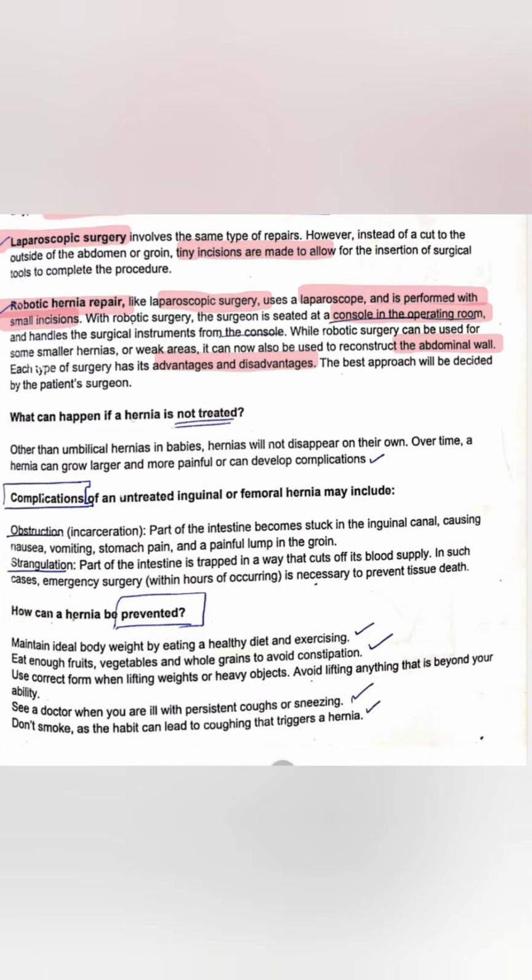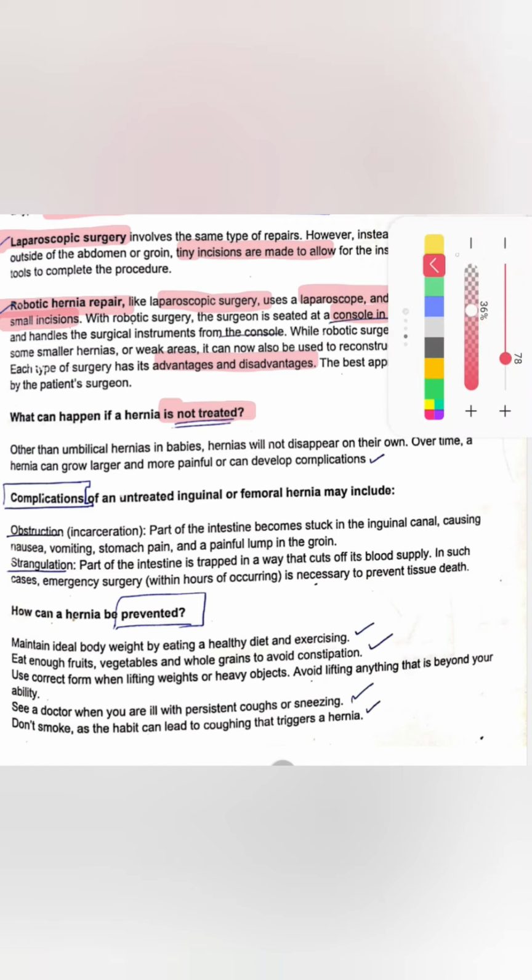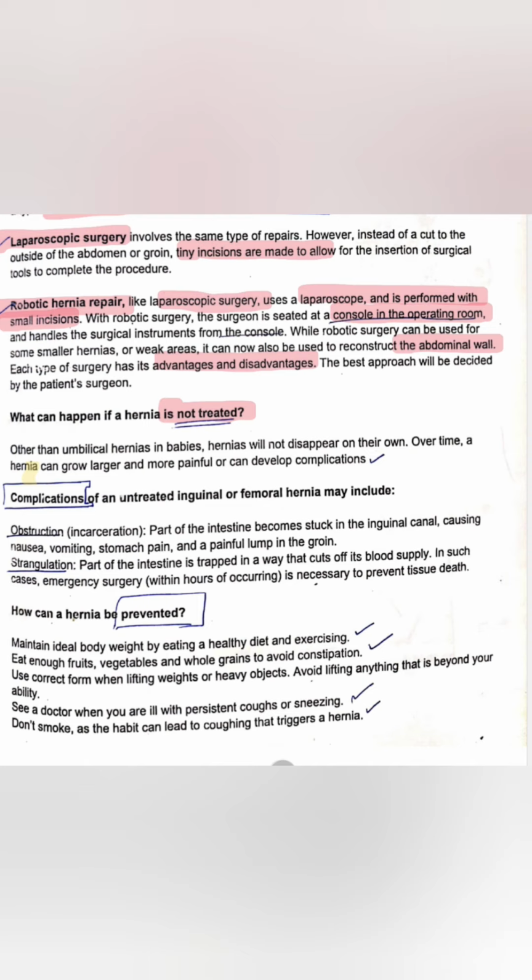What can happen if a hernia is not treated? Other than umbilical hernias in babies, hernias will not disappear on their own. Over time, a hernia can grow larger and more painful and can develop complications. The complications of an untreated inguinal or femoral hernia include obstruction, which is incarceration.